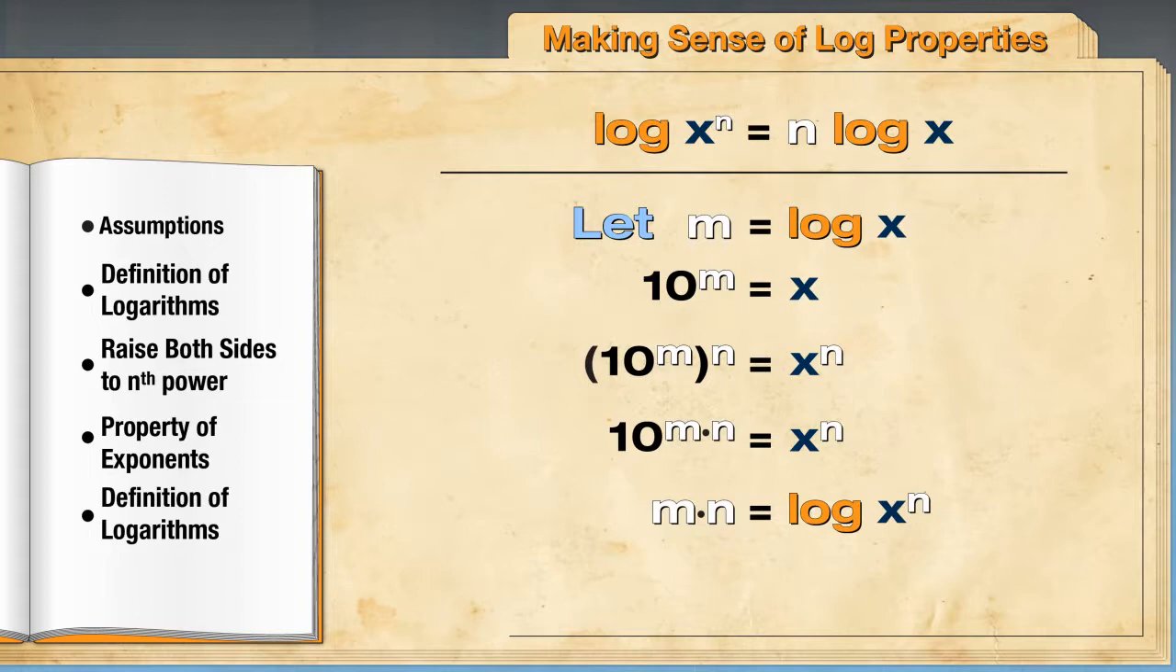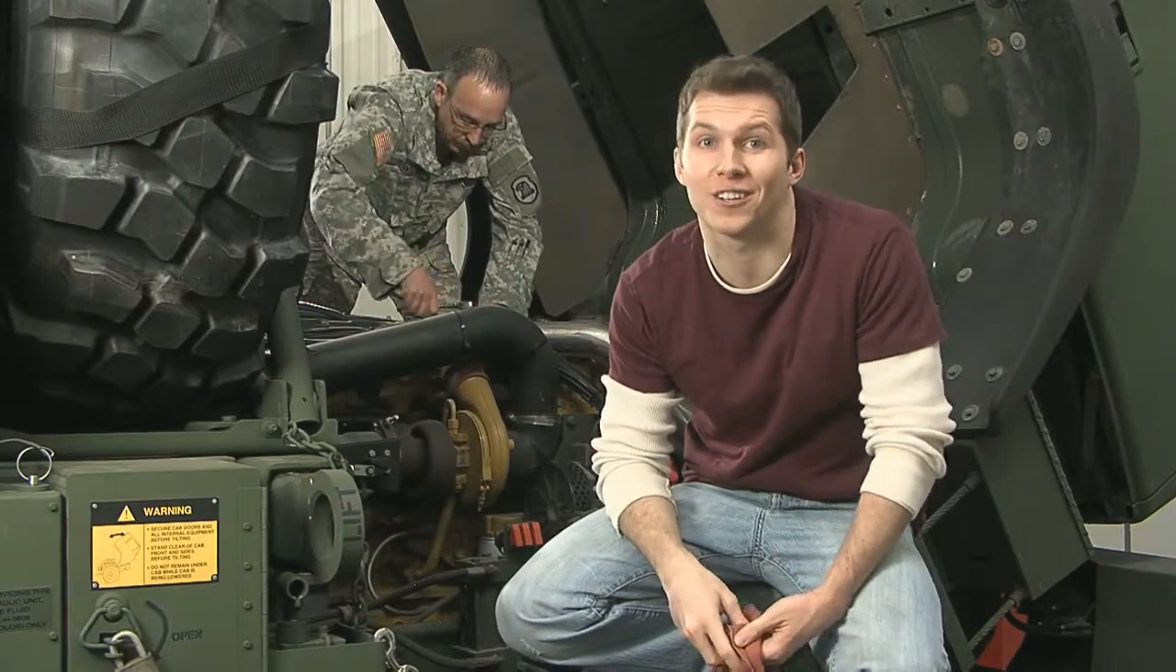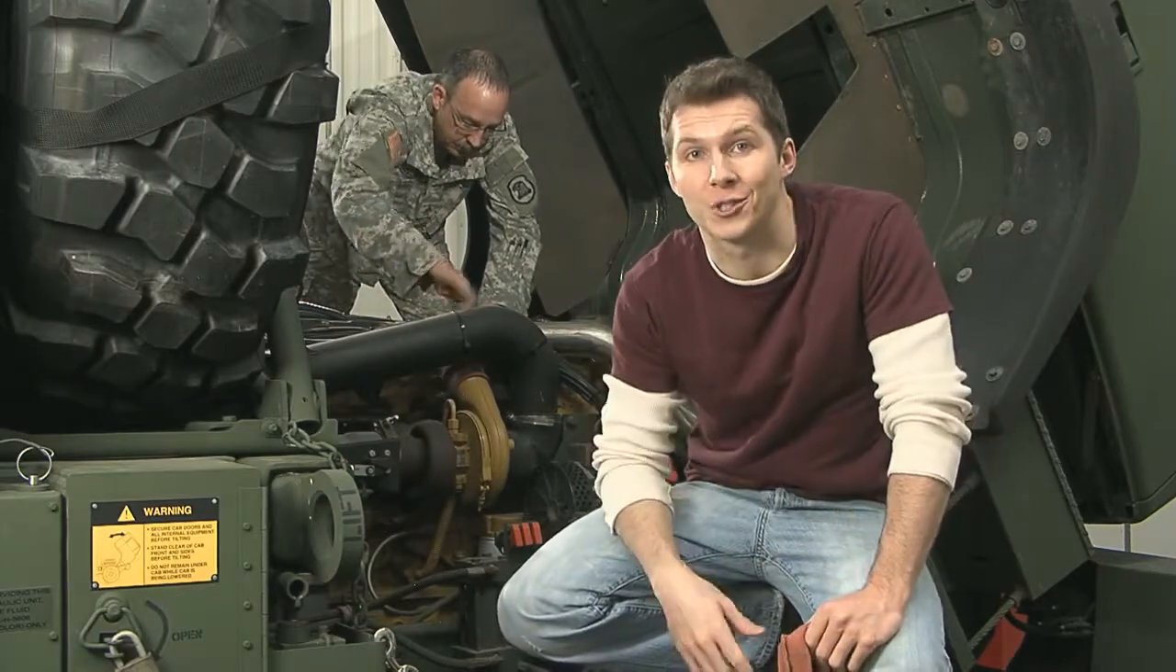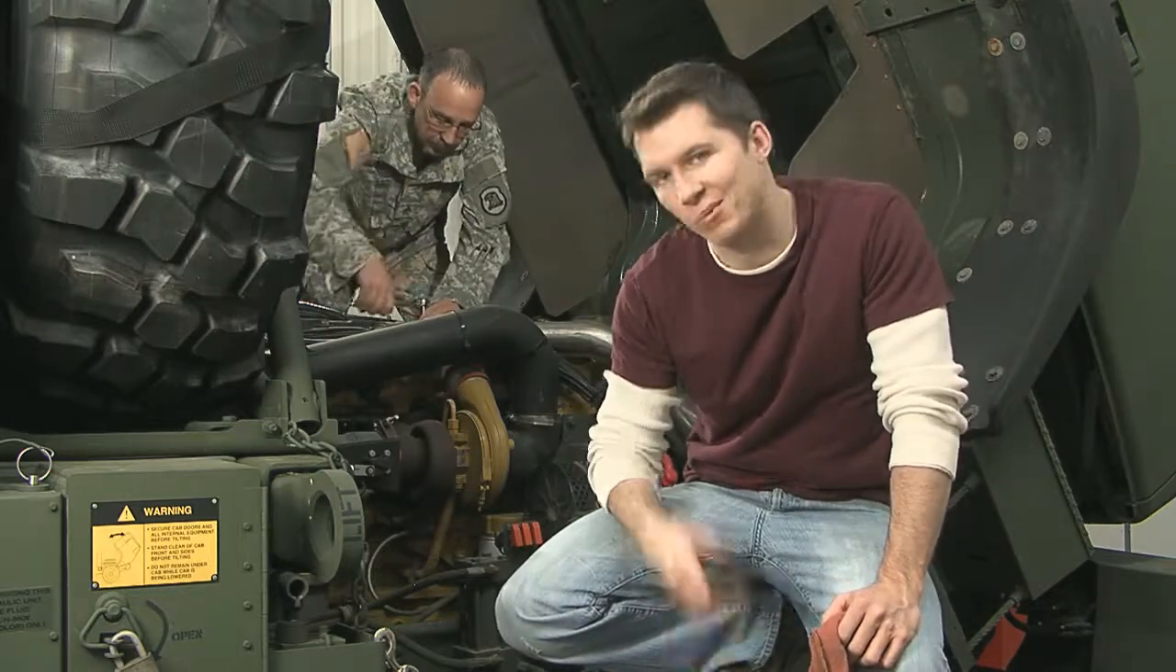Great! At the beginning of the proof, we let m equal the log of x. By substituting, we have n times the log of x equals log of x to the n. There! And now I can add it to our math manual. I'm afraid it's going to take a little longer for me to learn my way around an engine. But now your math manual has grown, and you should have a pretty good understanding of why the properties of logarithms work. Problem solved.